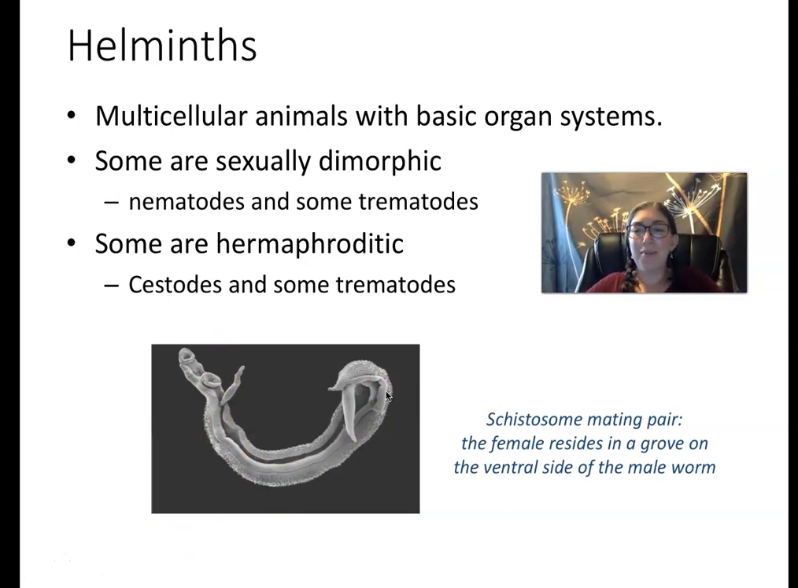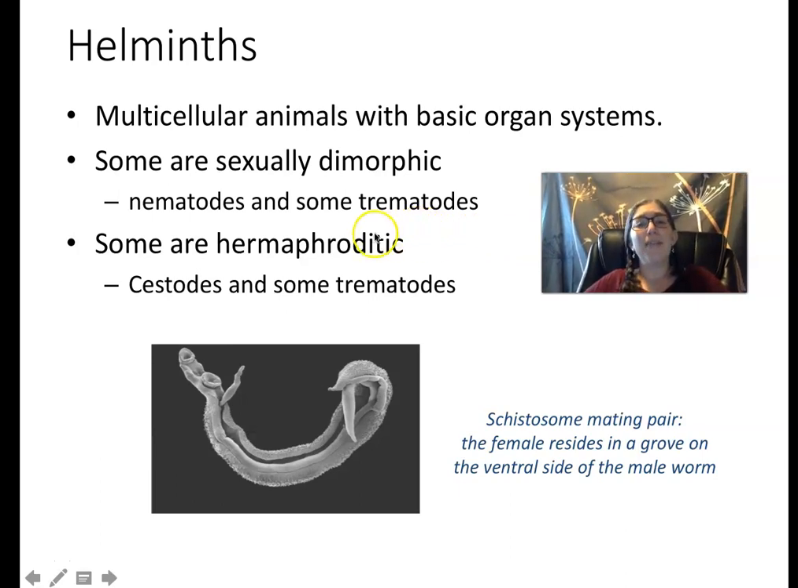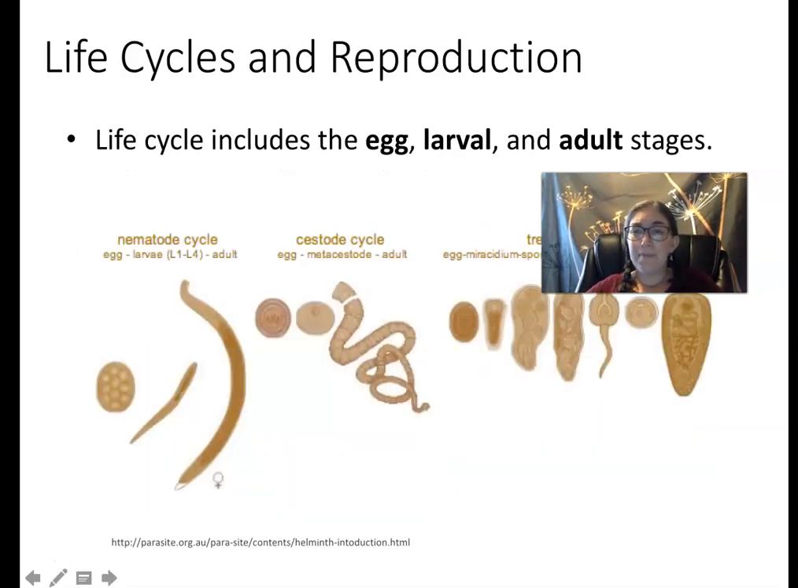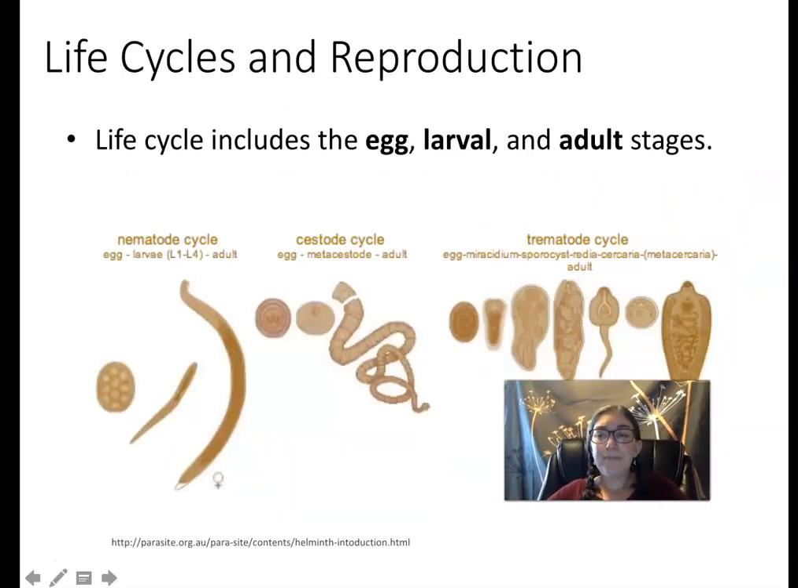They are sexually dimorphic. Some types of worms, like Ascaris, maybe Ascaris is dimorphic. Well, I can't give you an example, but oh, tapeworms. Tapeworms are hermaphroditic, so they have both male parts and female parts. They have testes and ovaries. And we'll see some examples.